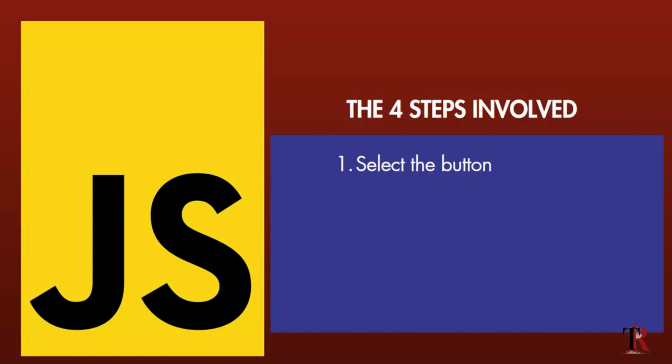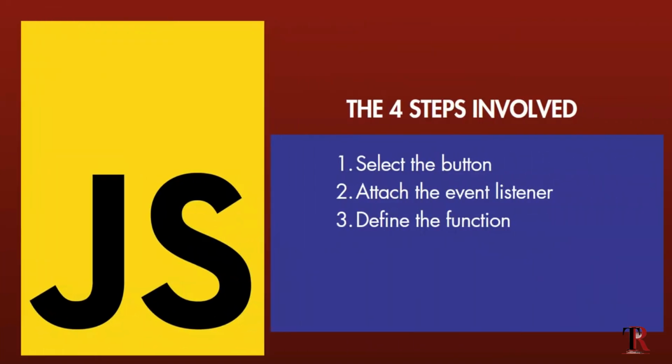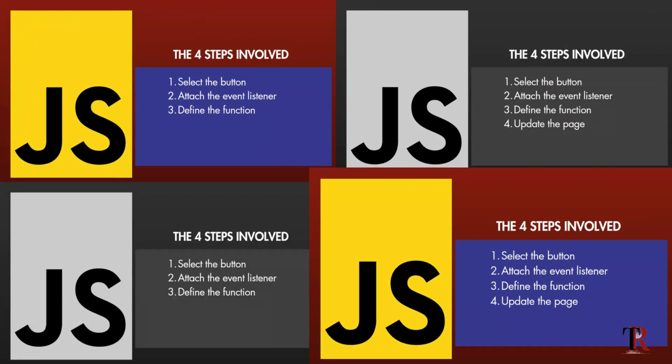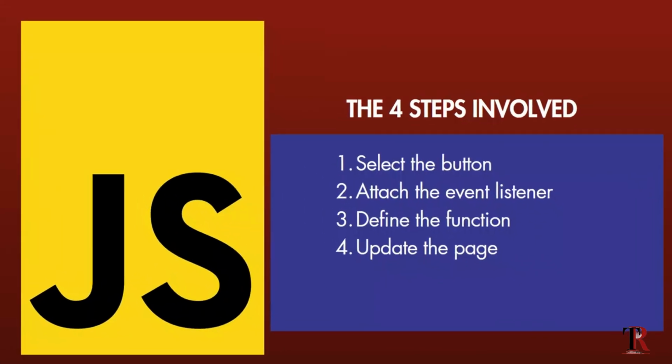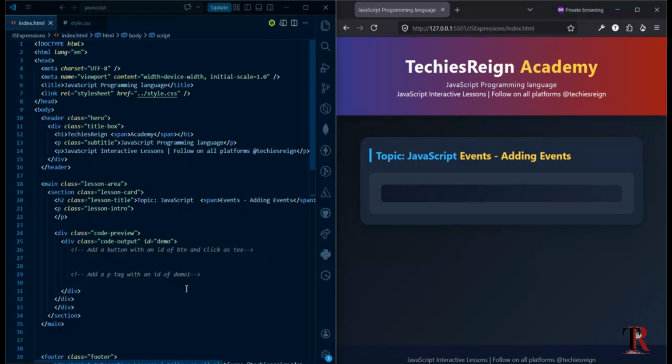Number 1, let's target the button to be able to select it. Then we'll attach an event listener to listen to when the button is clicked. Step 3, we need to add a function that will run after the click. Step 4, we need a way to update the page to display a message. Let's go through the process of adding events in JavaScript together.